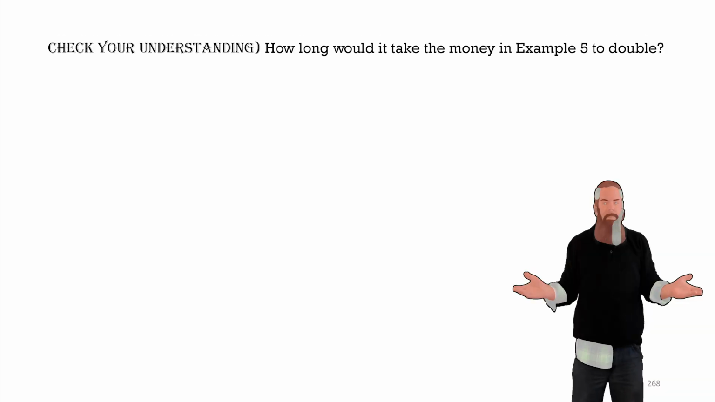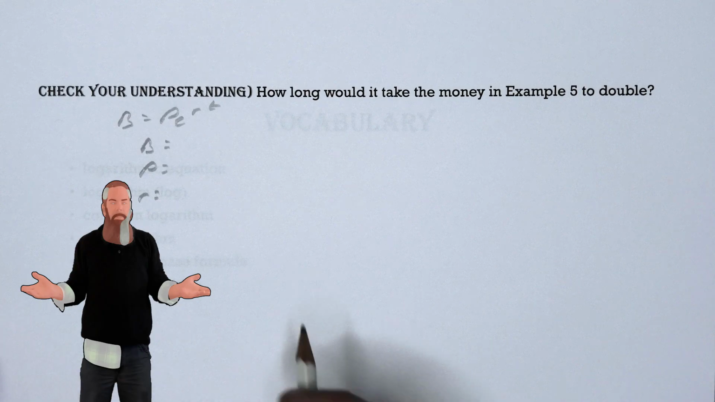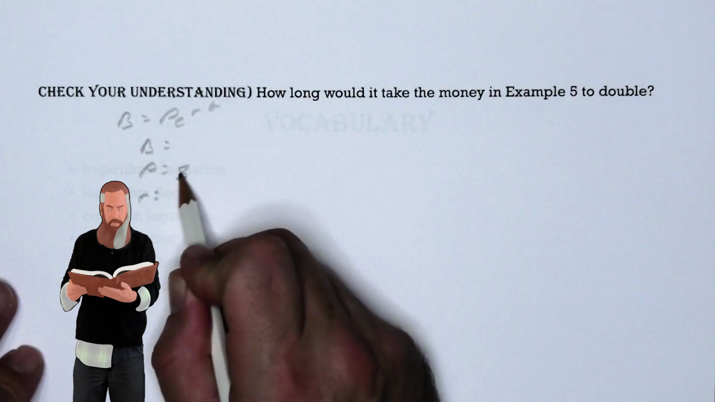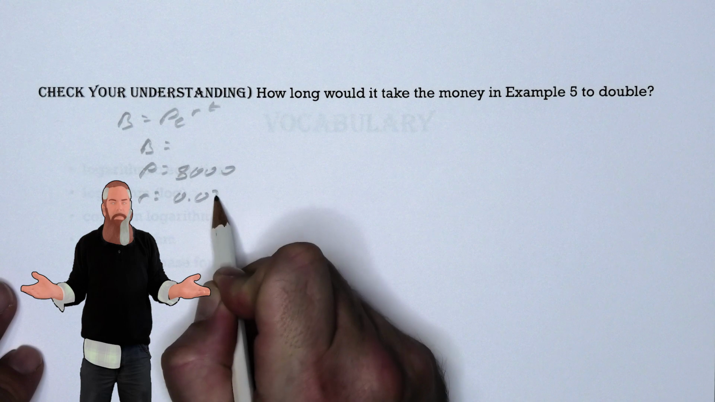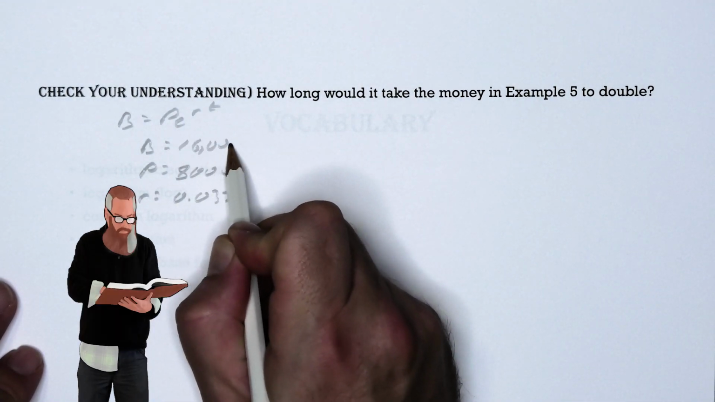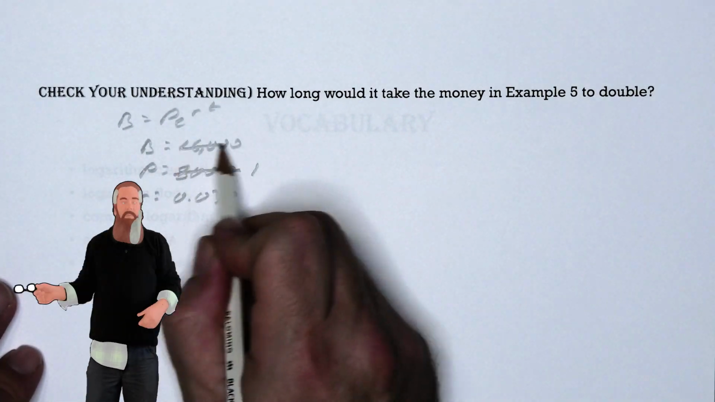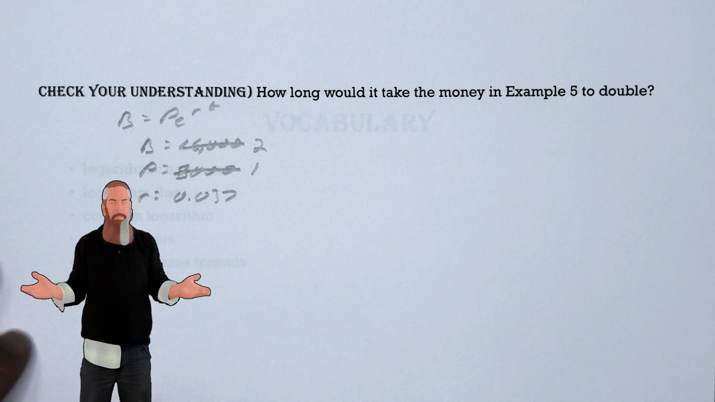Let's check our understanding of this and see how long it would take for the money from example 5 to double. This means we know exactly the formula that we're going to use. We're going to start out with an $8,000 investment with a rate of 0.037. The end balance that we're after is $16,000. Now the truth is, I don't use these numbers. I act like for every $1, we're going to get $2. But doing the calculation in either way will work.